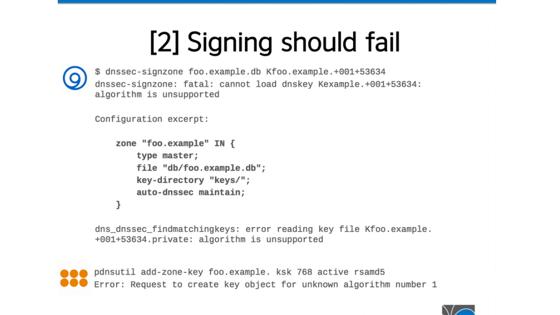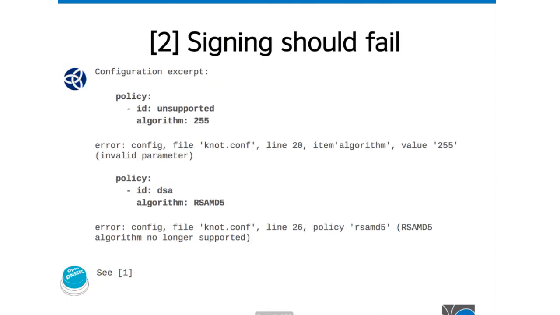PowerDNS is the same, also gives a good message here so that you know what's going on. And then the next slide shows Knot and OpenDNSSEC. Knot also gives a good message, and OpenDNSSEC is basically the same. It says key generation failed, and yeah, that could be better.